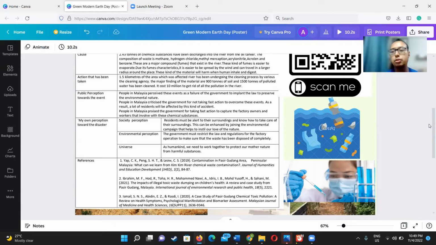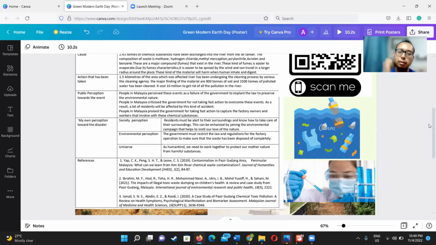So from my own perception, for society, residents must be alert to their surroundings and know how to take care of them. This can be enhanced by joining environmental campaigns. They have to instill love for nature.